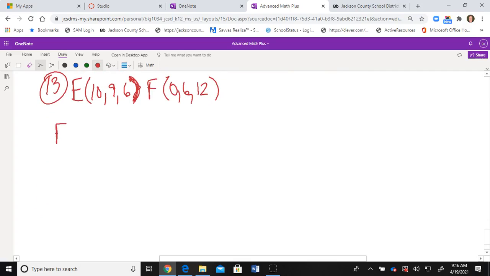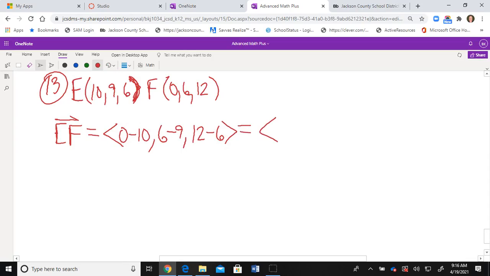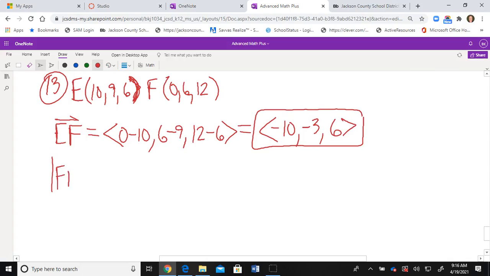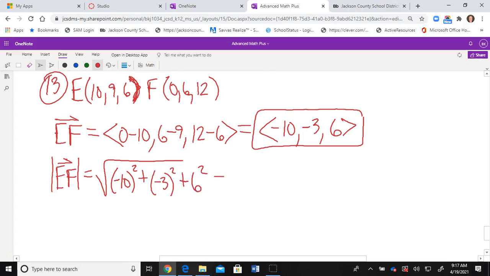So, vector EF will be 0 minus 10, 6 minus 9, 12 minus 6. So that's negative 10, negative 3, and 6. So the magnitude will be the square root of negative 10 squared plus negative 3 squared plus 6 squared.